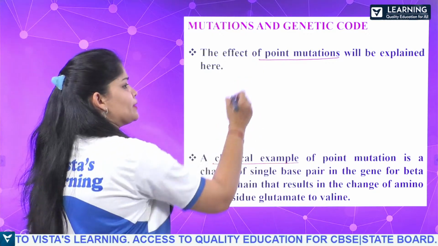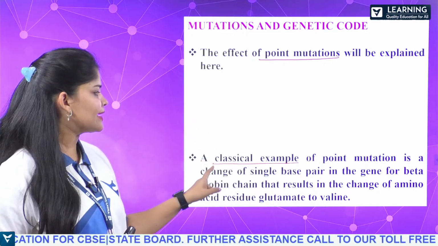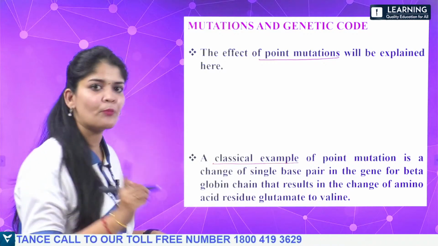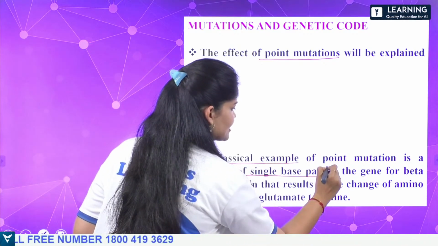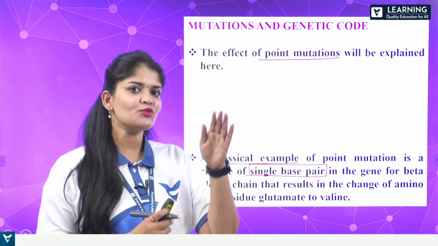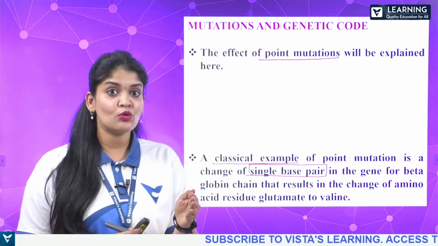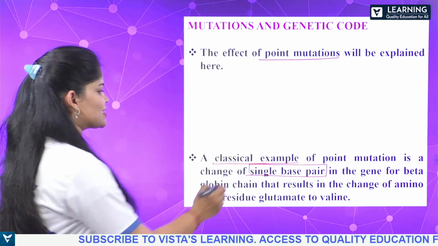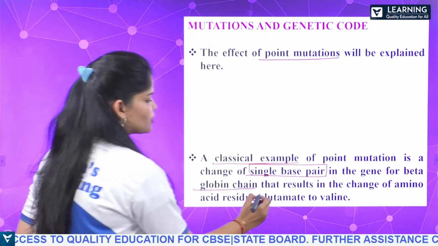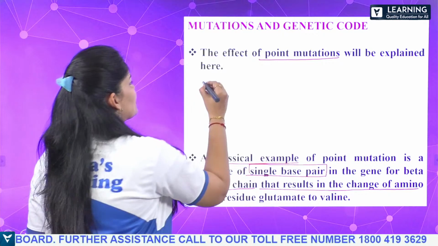In point mutation, a single base pair change happens at the DNA level. A classic example of point mutation is a change of a single base pair. A single base pair is changed at the level of DNA, and the same change is forwarded to the level of mRNA, and it is going to change an amino acid. The single base pair in the gene for the beta globin chain of hemoglobin results in the change of an amino acid residue.